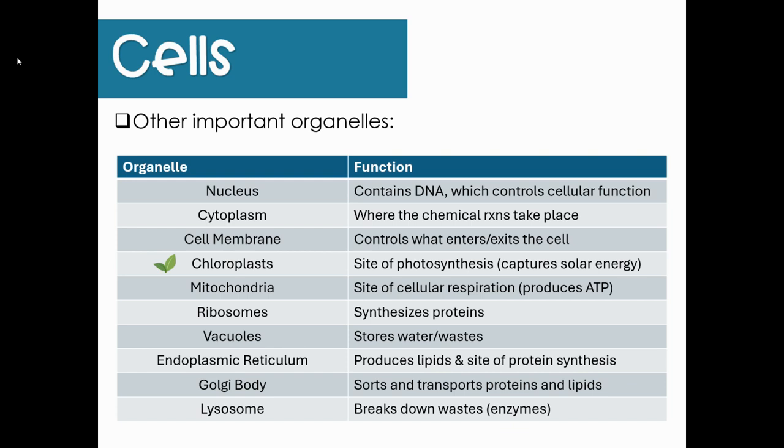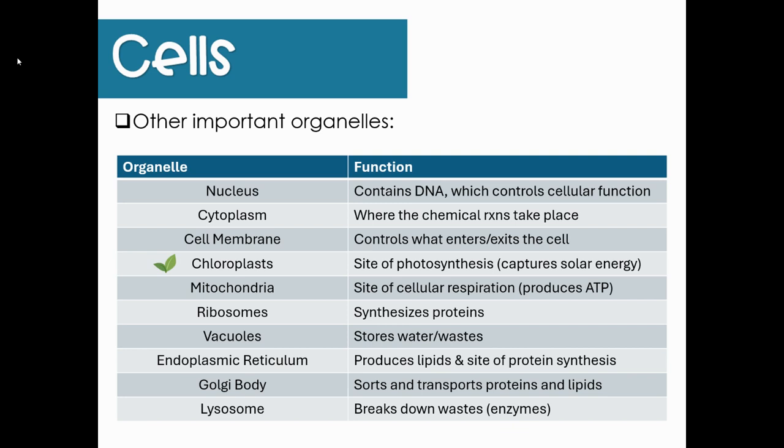The nucleus, of course, contains DNA, and this is what controls cell functions. We have the cytoplasm, and this is where our chemical reactions are going to take place. Again, cell membrane just controls what enters and exits the cell. We also have chloroplast and mitochondria that we'll talk about later in this lesson when we get to the energetics part of the review. But chloroplast, this is the site of photosynthesis. This is where solar energy is captured and then converted into glucose and oxygen. And then the mitochondria is the site of cellular respiration. This is going to produce our ATP, which if you'll remember is energy.